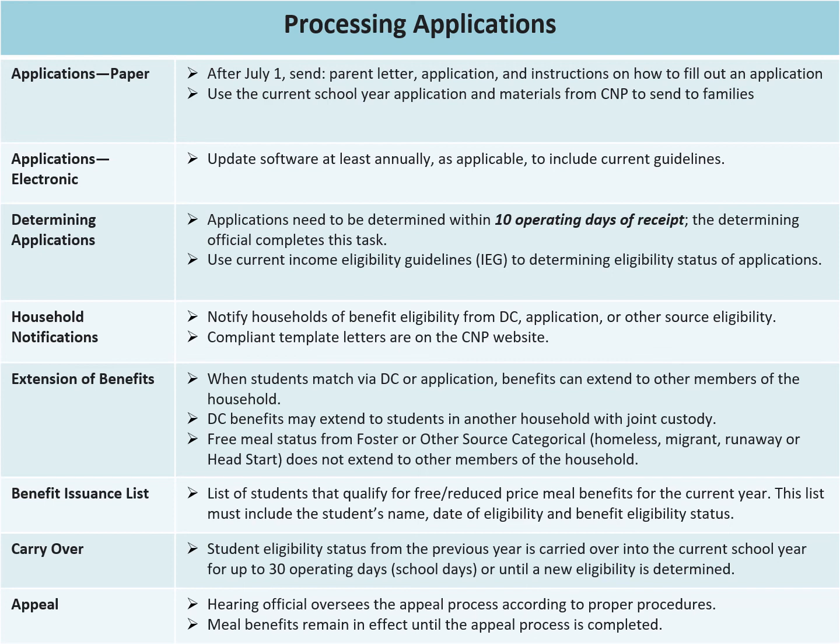All households must be notified of benefit eligibility from direct certification, applications, or other source eligibilities. You can find USDA compliant templates on the CNP website. Your SFA will also be responsible for identifying situations where there can be an extension of benefits. When students match through direct certification or an application, benefits should be extended to other members of the household. Direct certification benefits may extend to students in another household with joint custody.